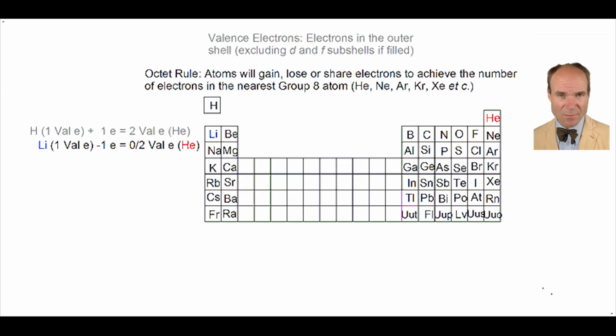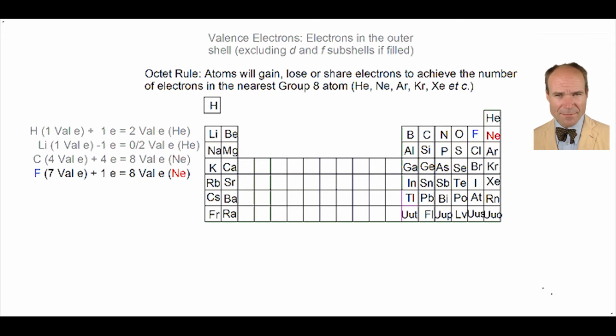Our next example is carbon, whose nearest group 8 atom is neon. So, carbon has 4 valence electrons, whilst neon has 8 valence electrons. So, carbon needs to find an extra 4 electrons to obtain the same number of electrons as neon, and therefore the octet rule stability that it desires.